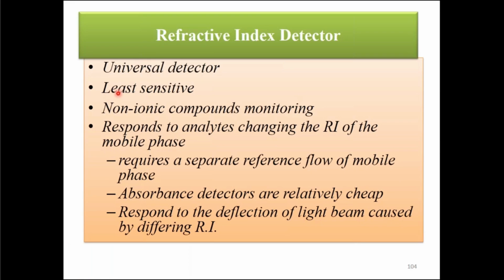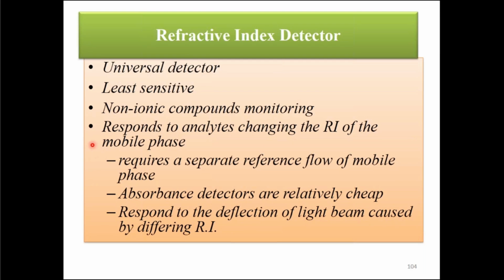Refractive index detector is a universal detector or a bulk property detector. It is the least sensitive of the detectors that we are studying. Non-ionic compounds can be monitored well with this. It responds to analytes changing the refractive index of the mobile phase. It requires a separate reference flow of mobile phase. Absorbance detectors are relatively cheap. It responds to the deflection of a light beam caused by differing refractive index.